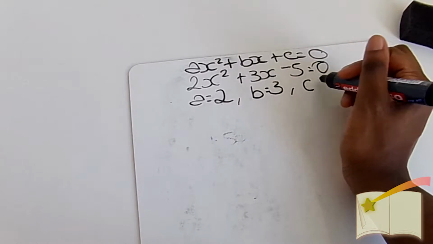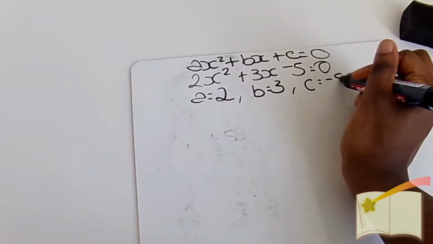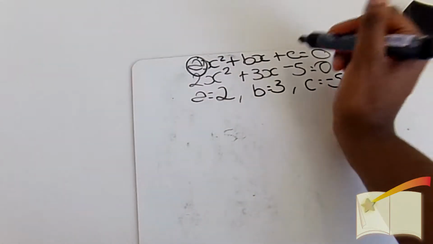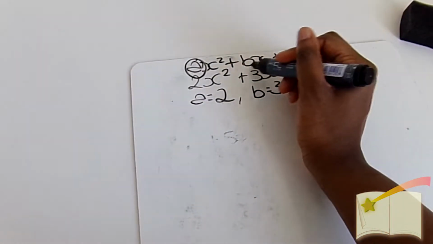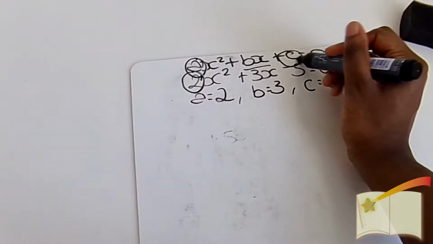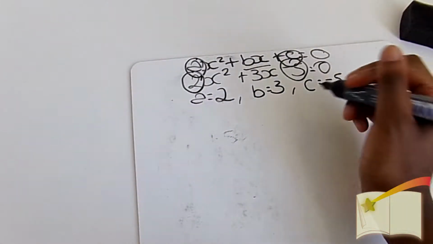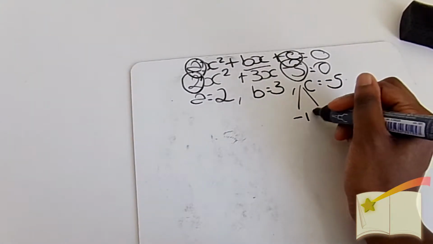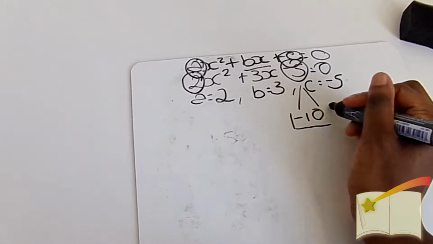So you start off by multiplying a and c, which in this case is 2 and minus 5. Your answer is minus 10. You then have to find two numbers that multiply to give you minus 10, but add together to give you the coefficient of x, in this case, which is 3. 3 is represented by b.